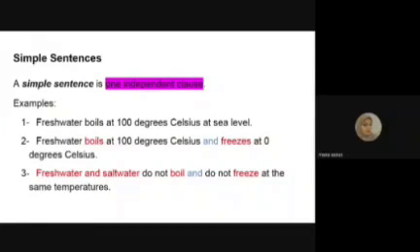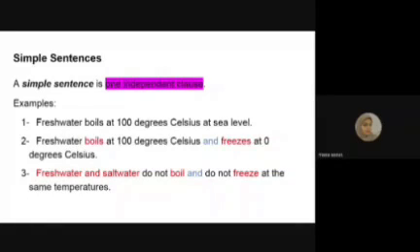يعني عندنا فقط clause واحد. And it carries one complete thought. So let's review examples of simple sentences. The first one is: Fresh water boils at 100 degrees Celsius at sea level. So fresh water is the subject, boils is the verb, and at 100 degrees Celsius at sea level is the complement. So you can see that we have one subject, one verb, and a complement. It is an independent clause that carries a complete thought.